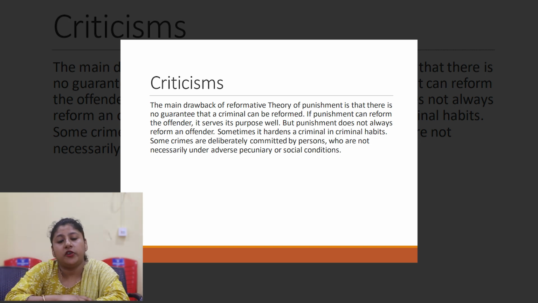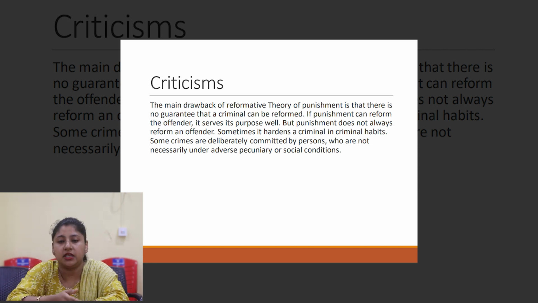The main drawback of the reformative theory of punishment is that there is no guarantee that a criminal can be reformed. If punishment can reform the offender, it serves its purpose well, but punishment does not always reform an offender. Sometimes it hardens a criminal in criminal habits. Some crimes are deliberately committed by persons who are not necessarily under adverse pecuniary or social conditions. So in reformative theory, we cannot give the guarantee that a criminal may be reformed.